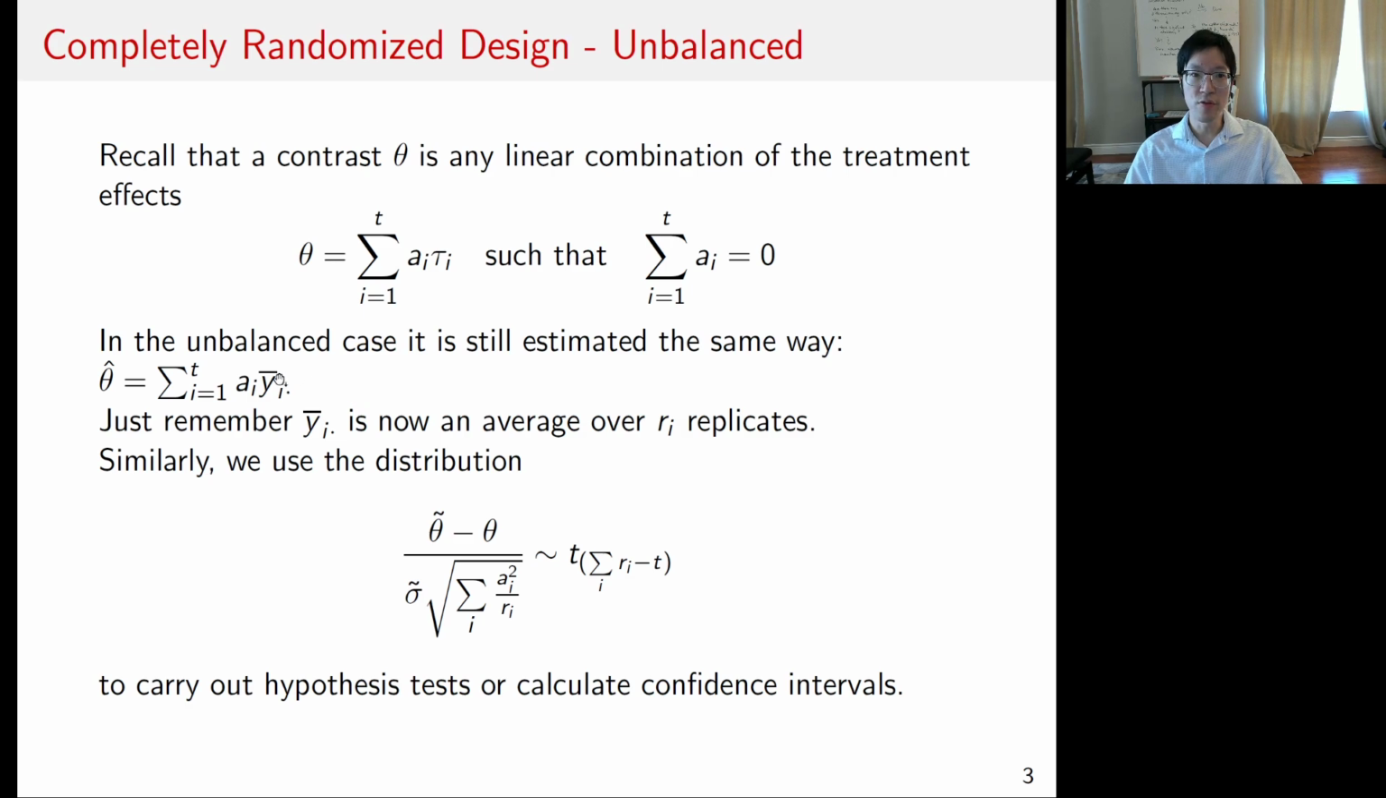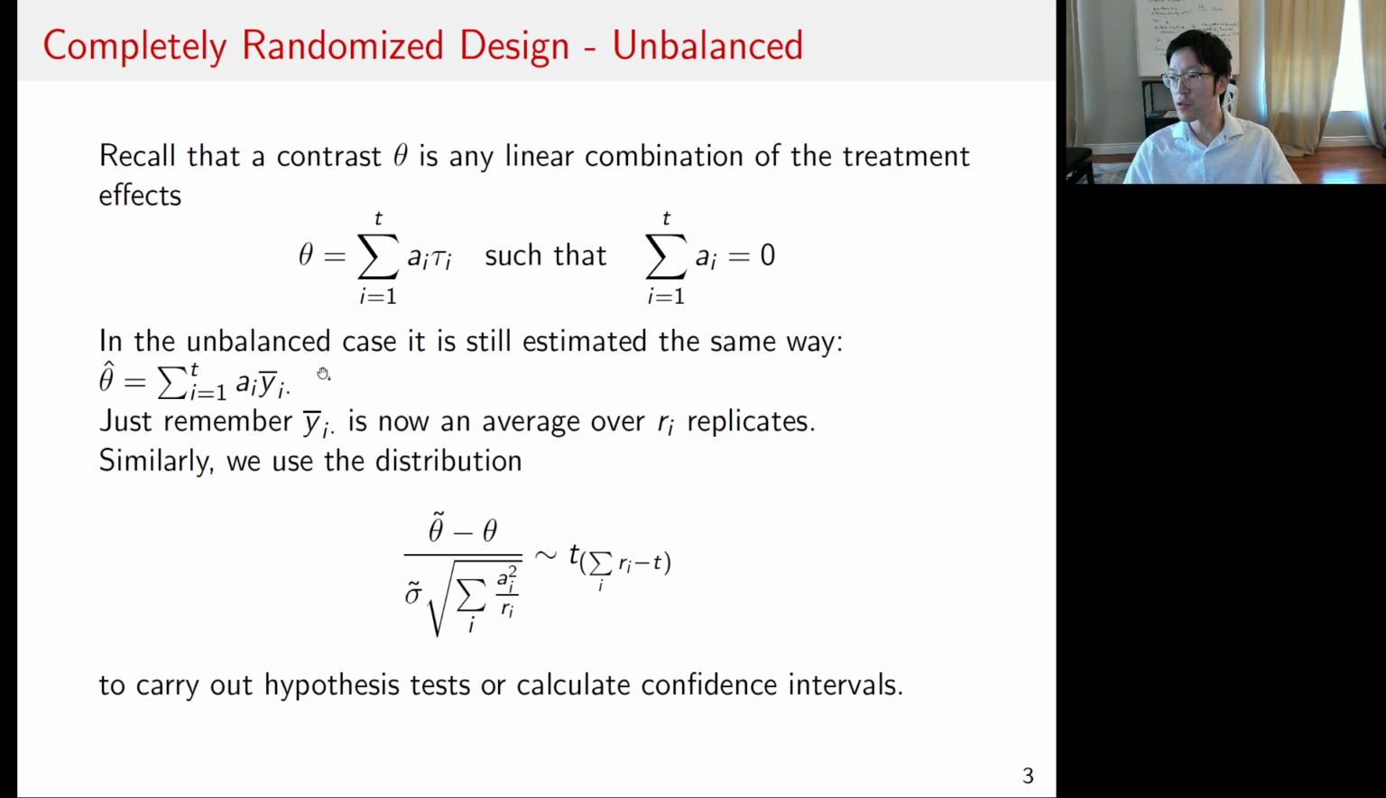And the only difference compared to the completely randomized design with balanced number of replicates is that the y bars, so these treatment means, might now be averaging over a different number of replicates, but that's okay. All we need here are still the treatment means, no matter how many replicates were recorded for that treatment.